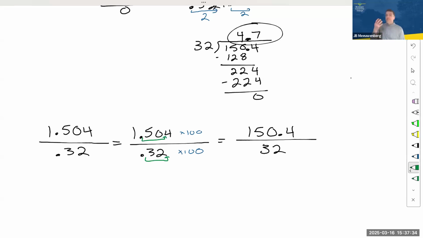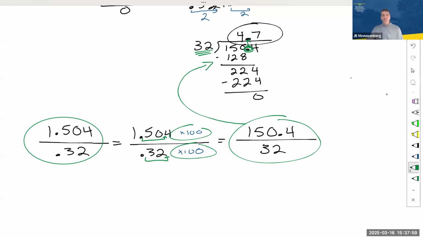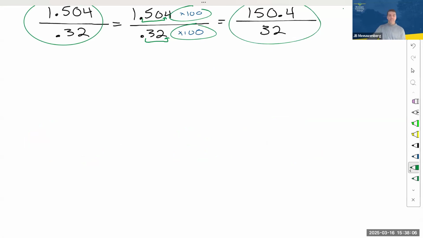We know that fractions remain equivalent if you multiply by the same factor on top and the bottom. And so this fraction is equivalent to this fraction. And this one is what we ended up using here. It allowed us to divide by a whole number, because it showed us exactly where our decimal point needed to go. And so that is how we're going to divide with decimals using the long division method.